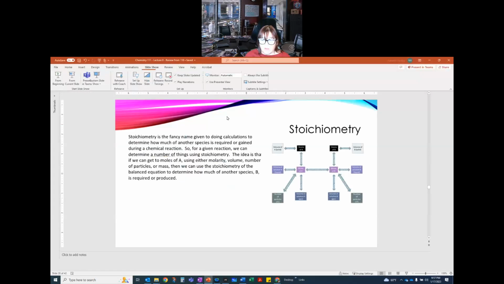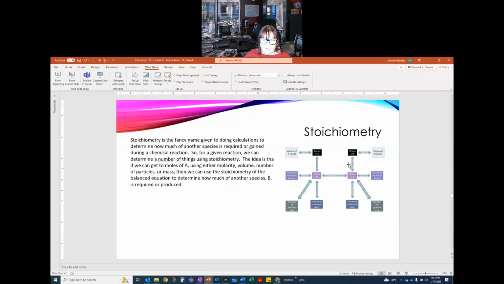Now, this diagram is actually in your handouts. You'll see that we have grams of A. We can convert that to moles of A by using the molar mass. Now, it's up to you to figure out whether you need to multiply or divide. That's for you. We can get from moles of A to the volume of the gas, and we do that using the molar volume.